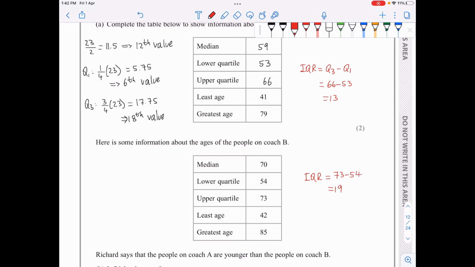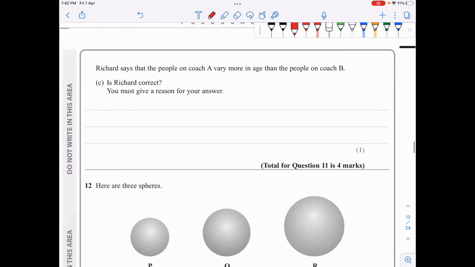So we've got more variability in coach B because of the higher interquartile range. So what I could say here is that no, Richard is not correct, since the IQR of people on coach A is less than coach B. So a higher interquartile range means greater variability.